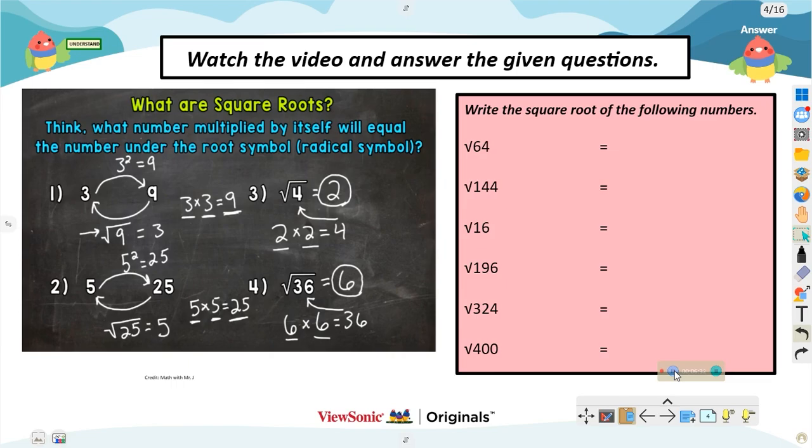So there you have it. There are some examples of square roots and a basic explanation. I hope that helped.